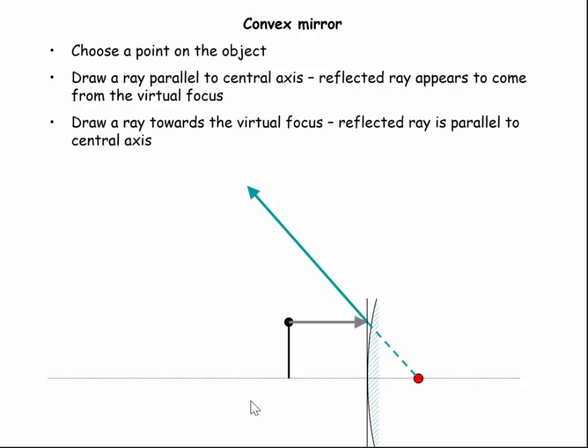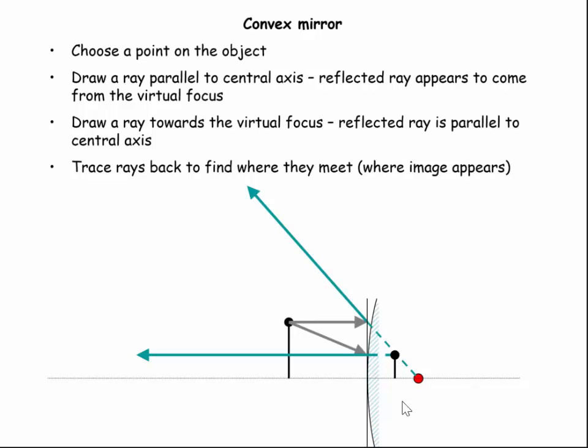And if the ray were heading towards the virtual focus, like this, then it would be reflected parallel to the central axis. What we see here is that where those two rays appear to come from is where our object sits. And in this case it is upright, it's diminished, which means it's smaller, and it's virtual, it's behind the mirror.